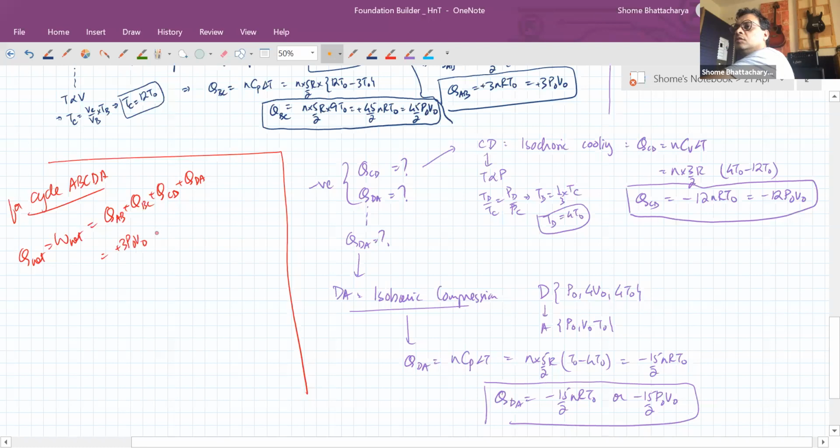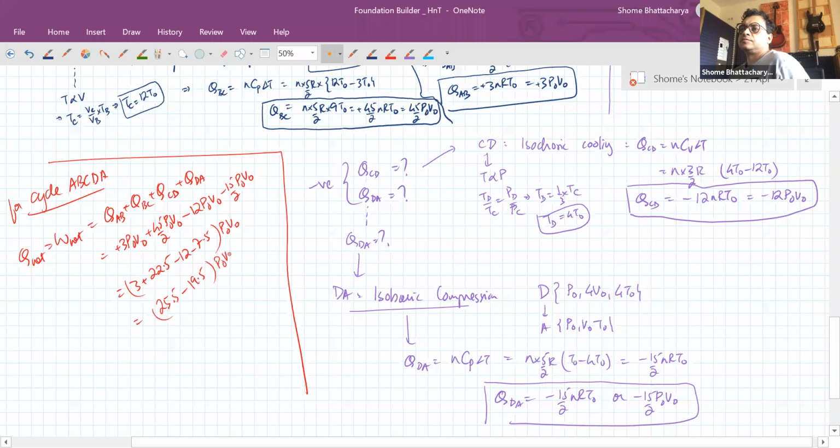So okay, so it is 3 plus 22.5 minus 12 minus 7.5 P naught V naught. Okay. So it is, okay, so it's positive as expected. So that's the first thing.